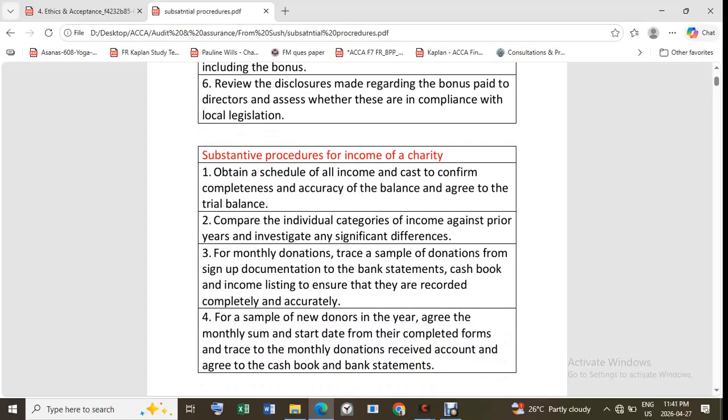Obtain a schedule of all income and cast to confirm completeness and accuracy of the balance and agree to the trial balance. Compare the individual categories of the income against prior year and investigate any significant differences. For a monthly donation, trace a sample of donation from sign-up documentation to the bank statement, cash book, and income listing to ensure that they are recorded completely and accurately.